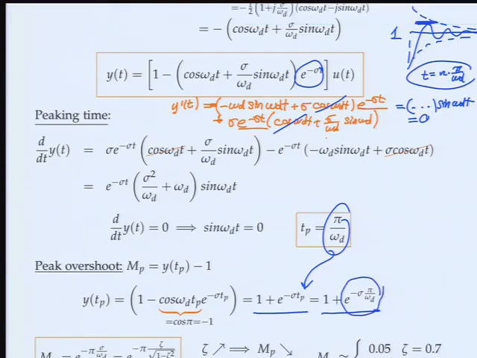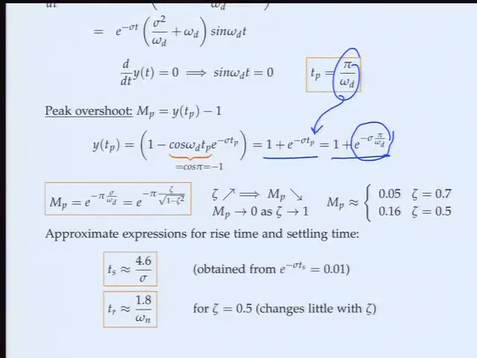Okay? So clearly it depends on sigma and omega d, but sigma and omega d themselves come from omega n and zeta. So I can eliminate sigma and omega d by substituting their values. And this is the final expression here in the box. That is the peak overshoot.